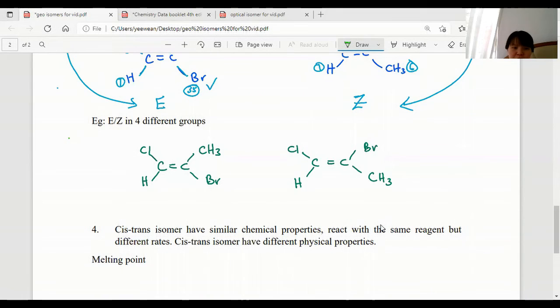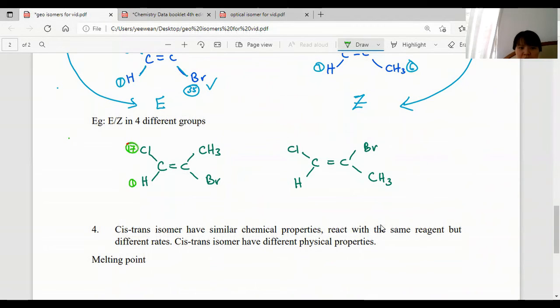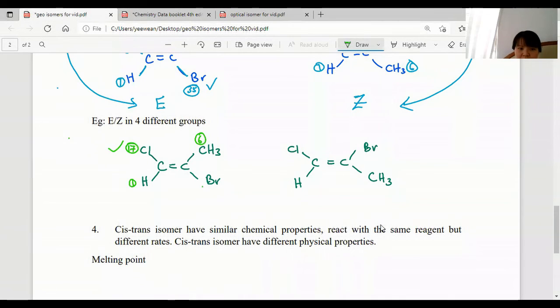Now, if we've got all 4 different groups, we're just going to use the E and Z system. So H, we know it's 1. Cl, what was it just now? 17. Okay, so that's that priority. And this is a 6 because it's a carbon, and Br was 35 just now. So this is an E. And yeah, 17 and 1 priority, 35 and 6 priority, same side, so Z.